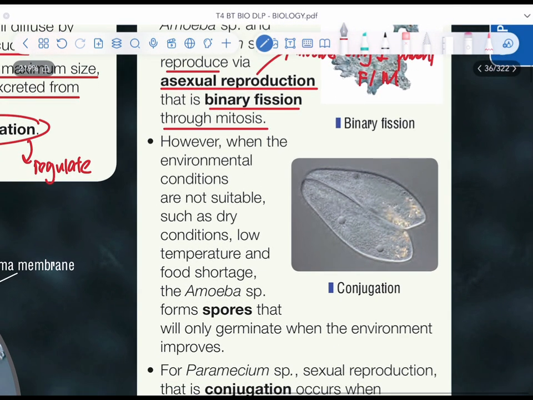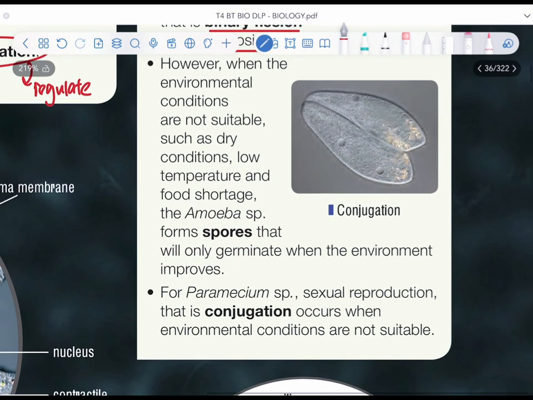However, when the environmental conditions are not suitable, such as dry conditions, low temperature, and food shortage, the amoeba species can still reproduce, just that they form spores that will only germinate when the environment improves. So this amoeba species is also very clever because it knows how to continue its generations even when the environmental condition is not suitable.